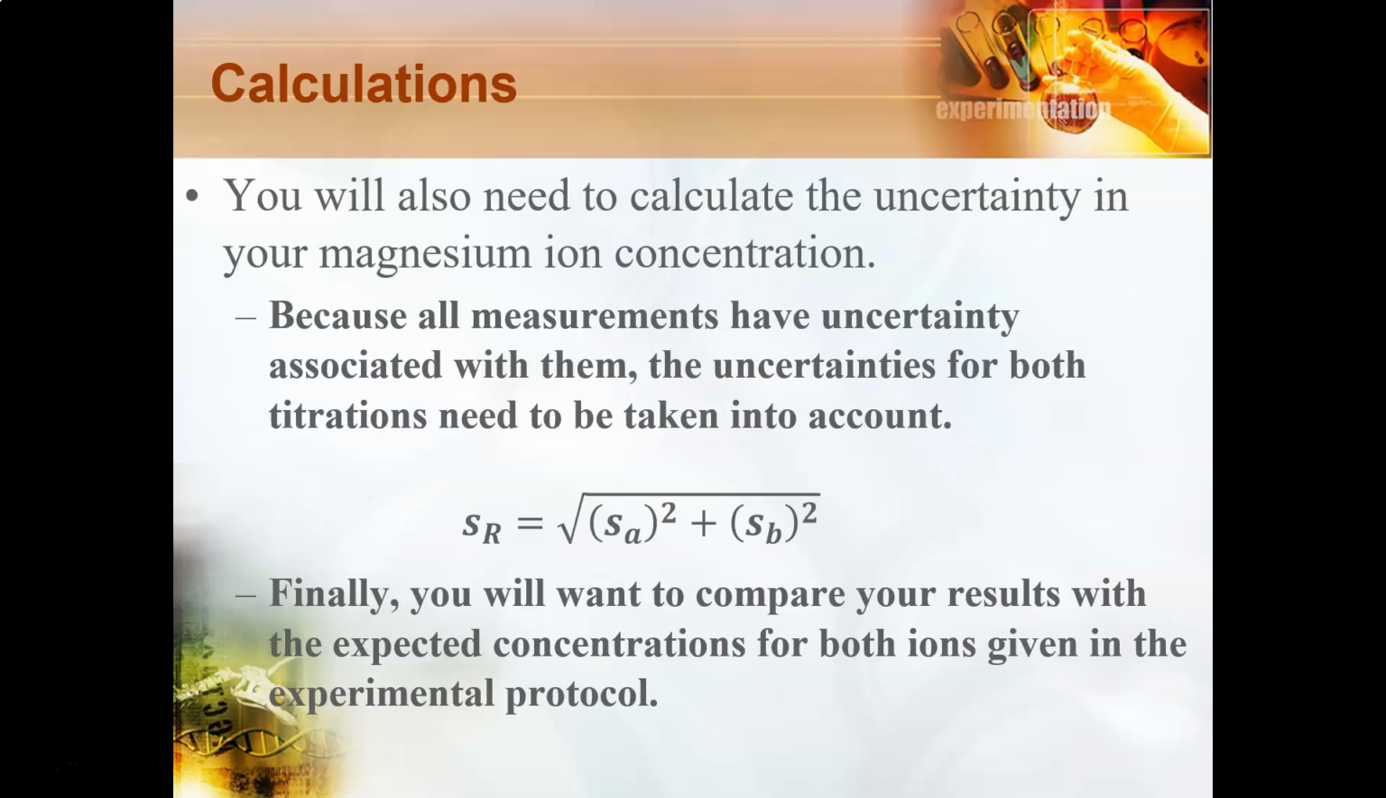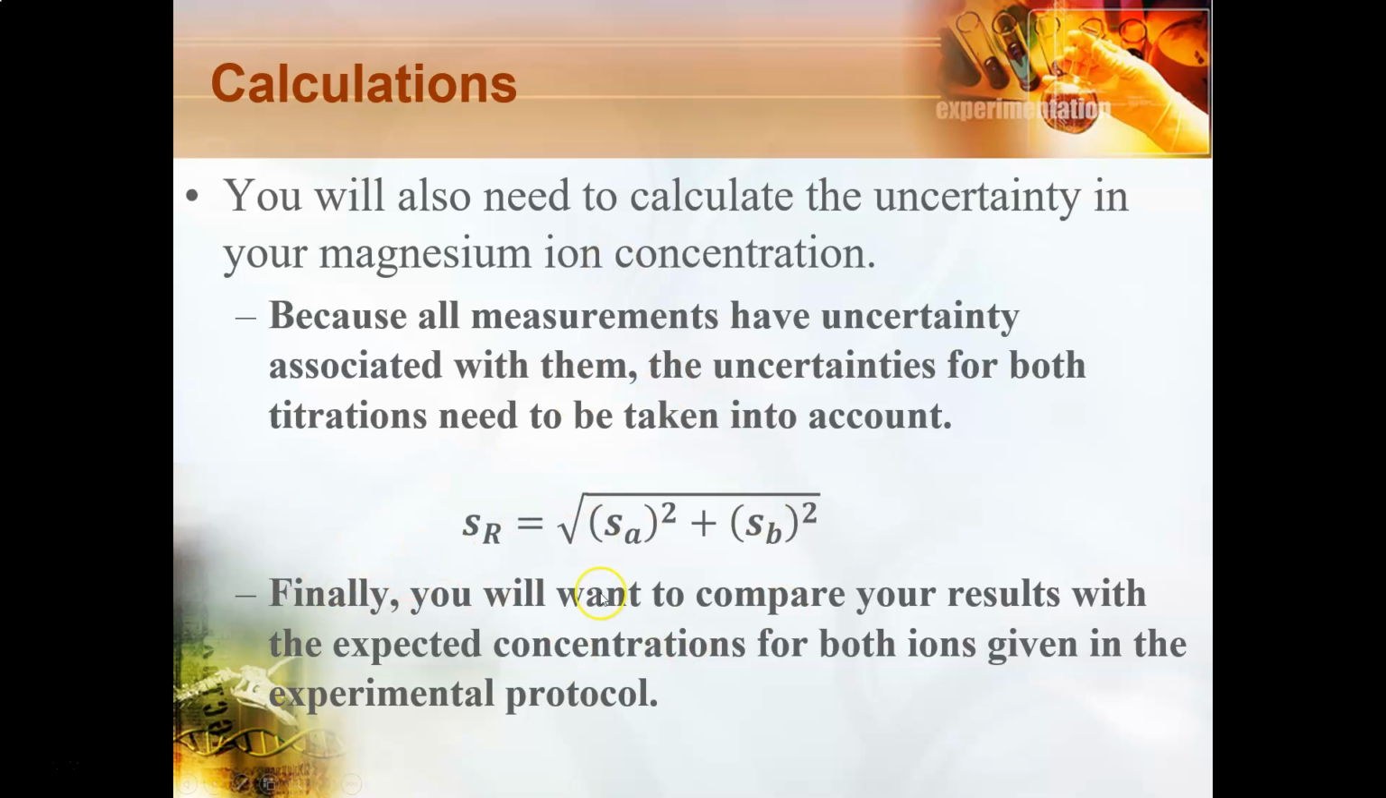So the other thing we want to introduce in this experiment is the idea of uncertainty. Whenever you take any kind of measurement, there's always an uncertainty associated with it. So if you think about how we determine the magnesium ion concentration, we have two measurements. It's the measurement we got from part 2, subtracted from the measurement we got in part 1. So that means when we're looking at the magnesium ion concentration, there's really two uncertainties.